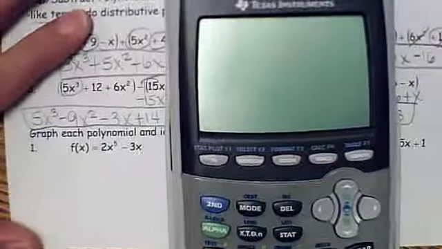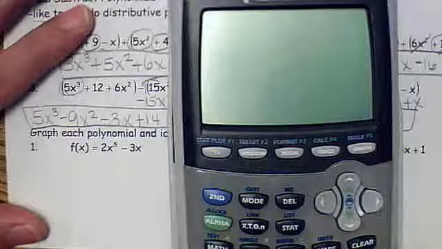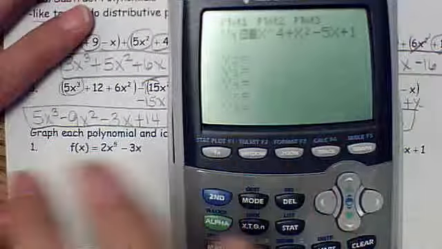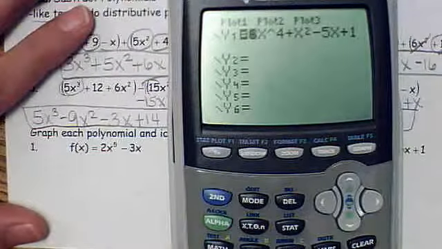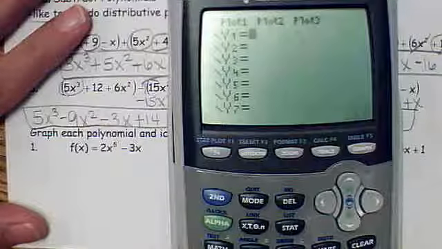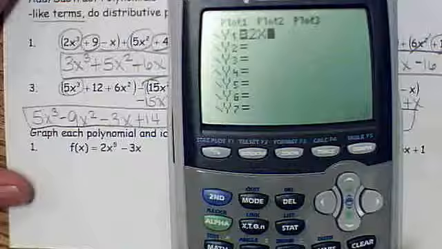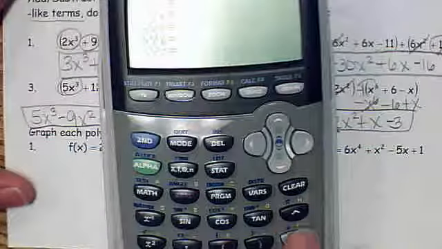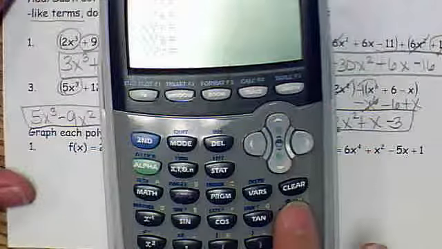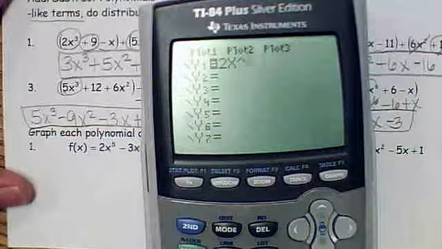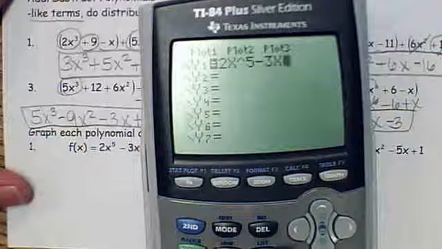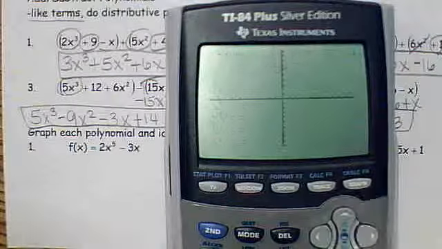In order to graph this, we have to use the calculator. So we turn it on, we go to y equals. Remember, f of x is just like y equals. So I'm going to clear out what's in there. 2x to the 5th, so 2x. To get to the 5th power, I use the key above the divide, the little caret key. Push that to the 5th power minus 3x. Now I just hit graph.